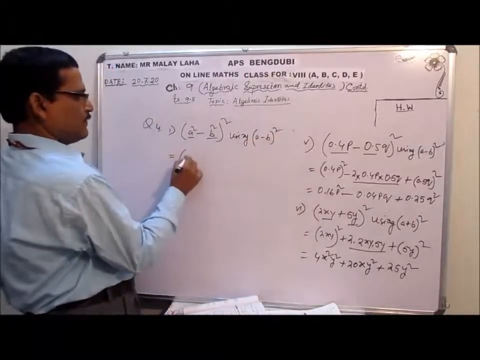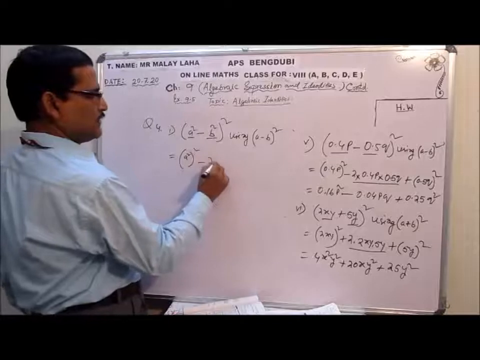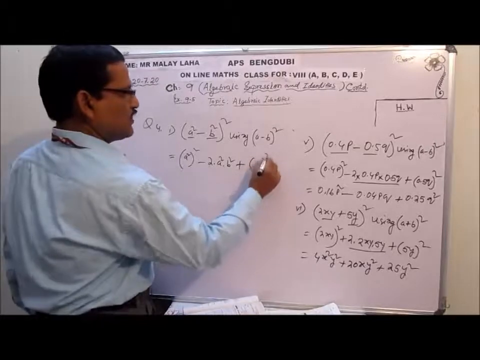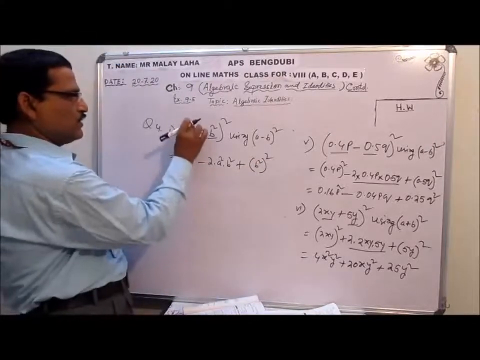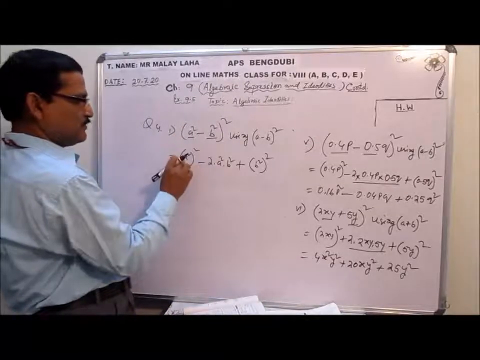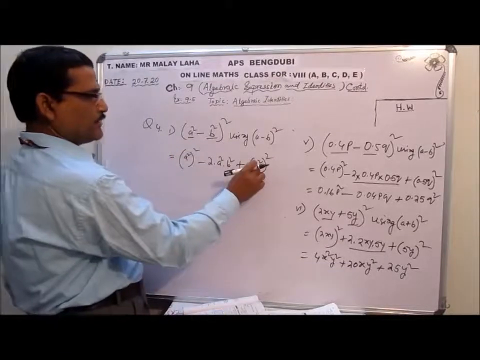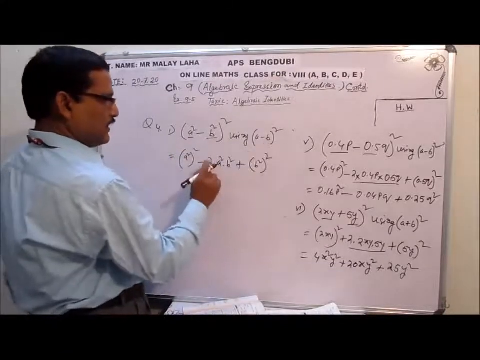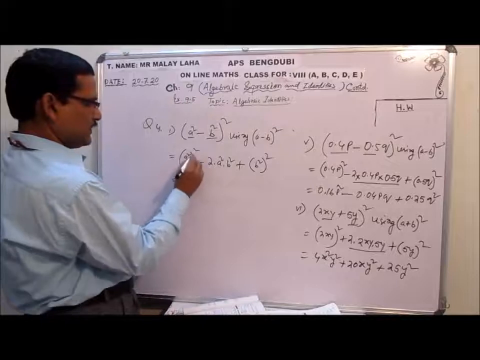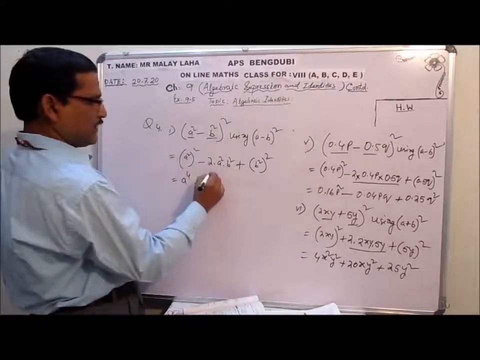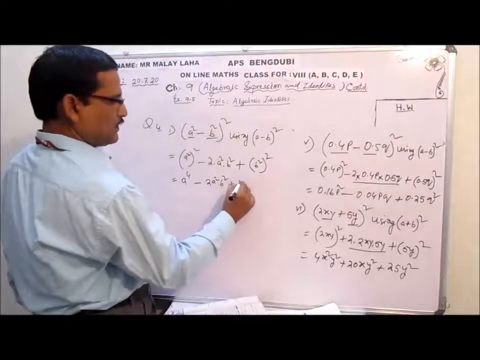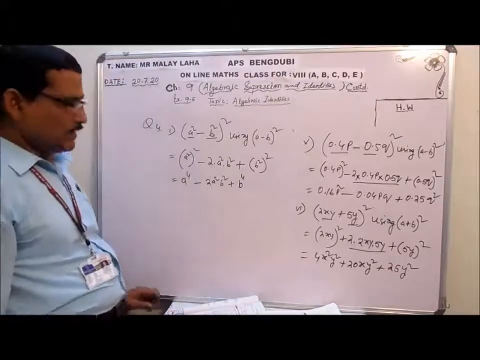So (a²)² minus twice a, that means a², b means b², plus (b²)². This total part we have to treat as a and this total part we have to treat as b. Then a² means whatever is given, whole square, and b² this given whole square, and in between twice ab, that is 2 into a into b. So what is the result here? a⁴ − 2a²b² + b⁴. Clear?